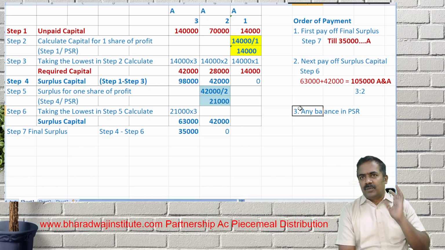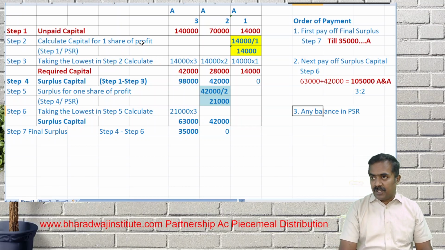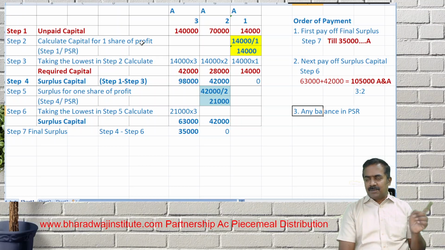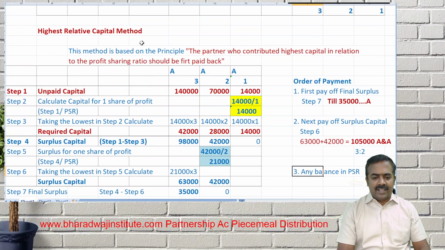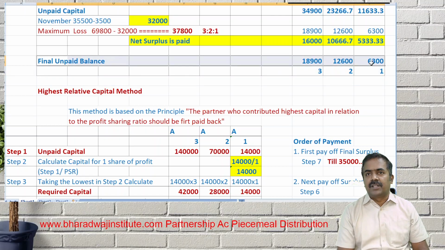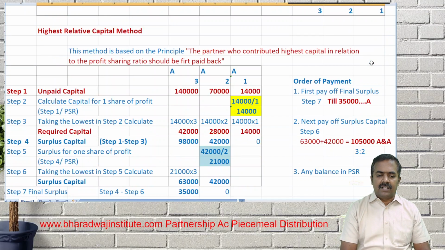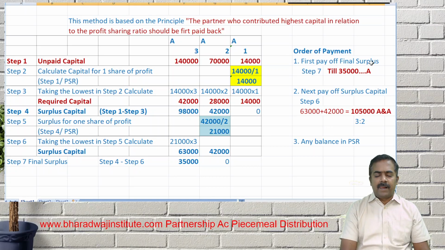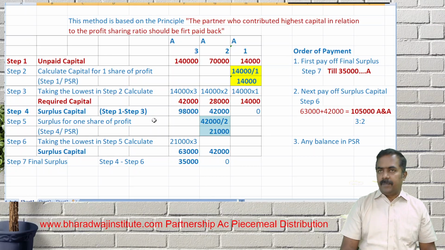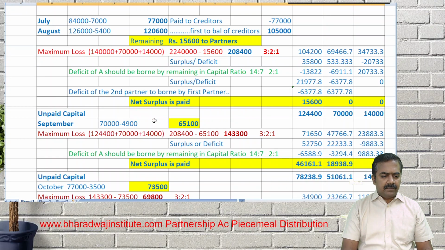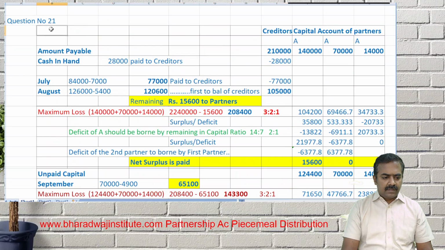Okay, once again I repeat. It will be a little confusing now. When you solve the problem and prove both methods, it will be easy for you. In the maximum loss method, what was the final unpaid balance? 18,900, 12,600 and 6,300. Even in the highest relative capital method, the same answer will come. Now let me work that out also, then give you time to copy. Till which step is it the same? Till this it is same.